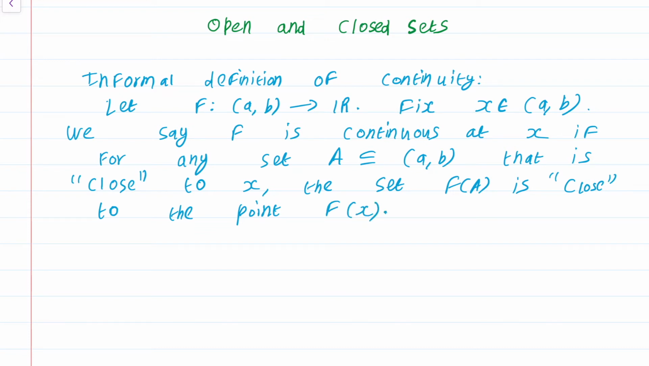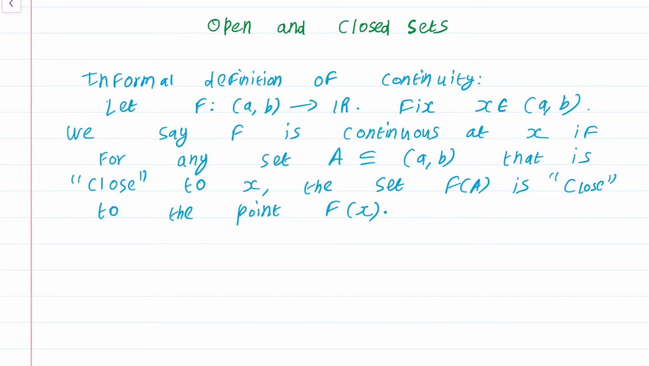So why this is an informal definition is because we don't really know what the term in quotes, close, really means. All this is saying is, for a function to be continuous at a point, if you take a set that is close to that point, the image of that point and the image of that set should also be close to each other. So this neatly captures our intuition about continuous functions. Now let's try to make this notion of close precise.